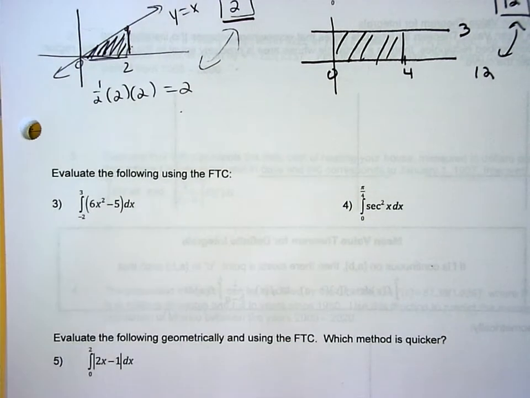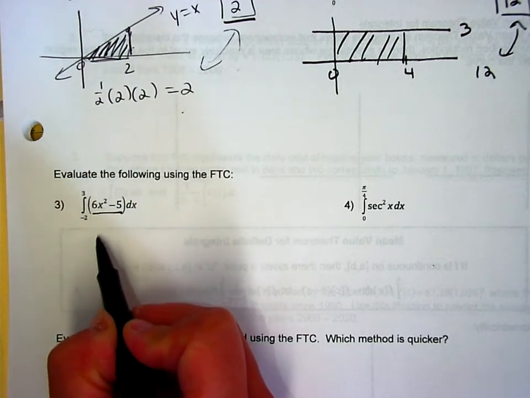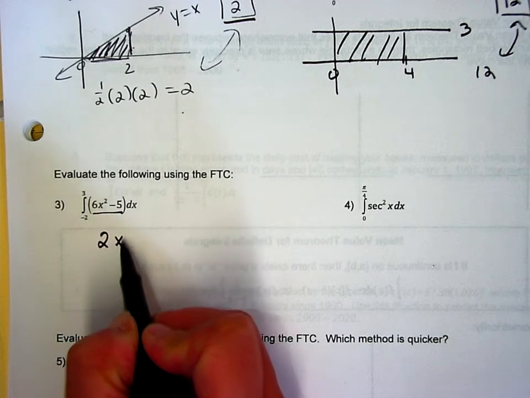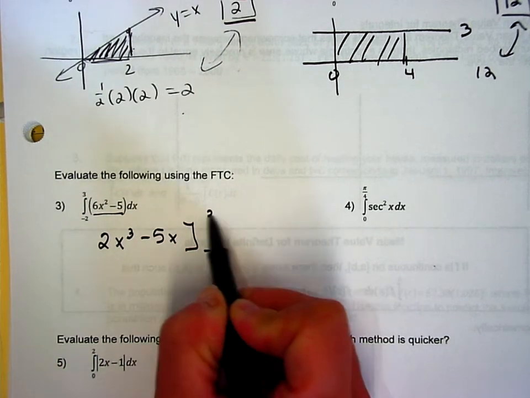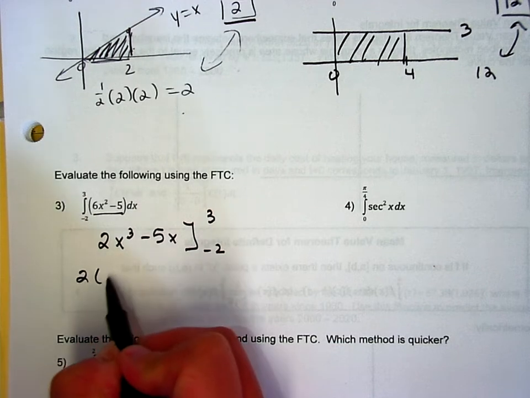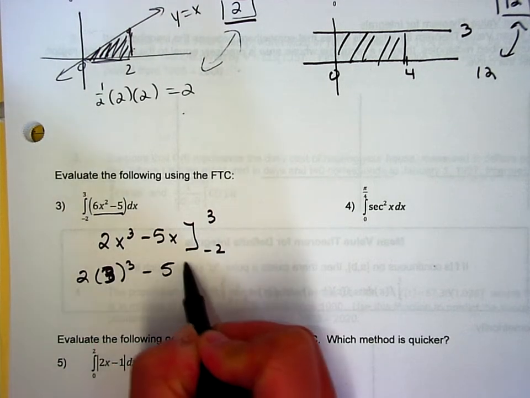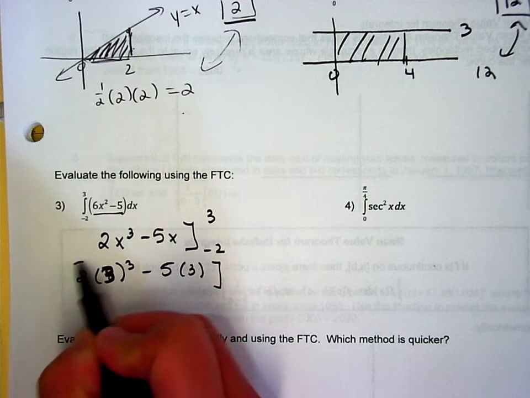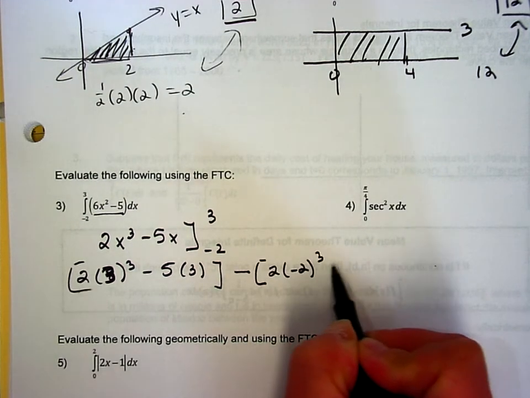So let's do these problems using the fundamental theorem. So these would be trickier to do using the graph. So I'm going to go ahead and find my antiderivative. So this would be 6x cubed over 3, which is really 2x cubed, minus 5x. I'm going to evaluate it on the bounds. You start with the upper bound. So you're going to plug in 3 for x. And then you're going to subtract off when I plug in negative 2 for x.